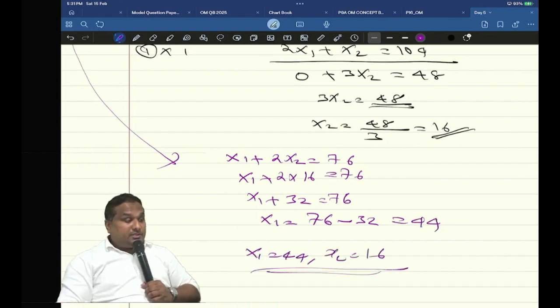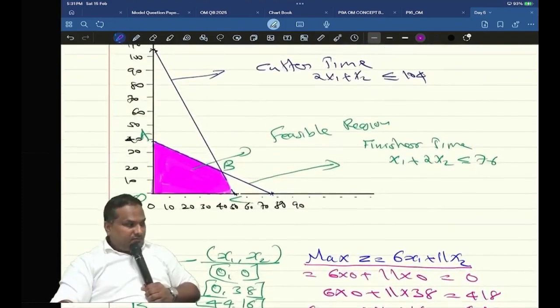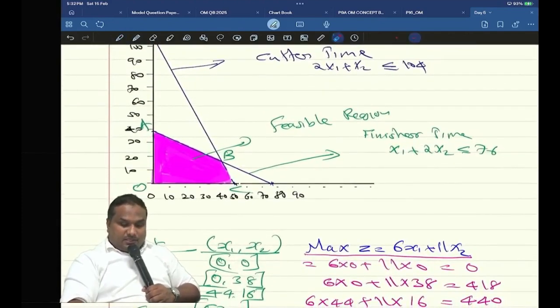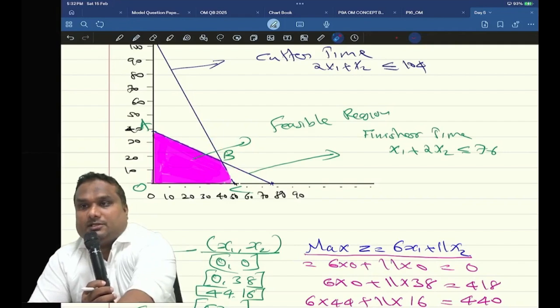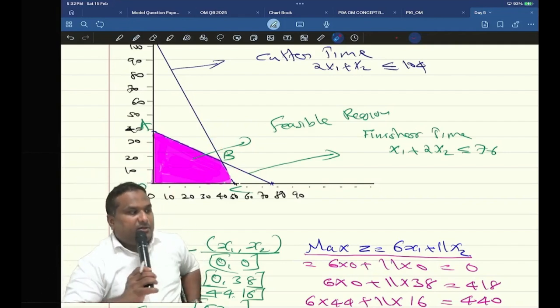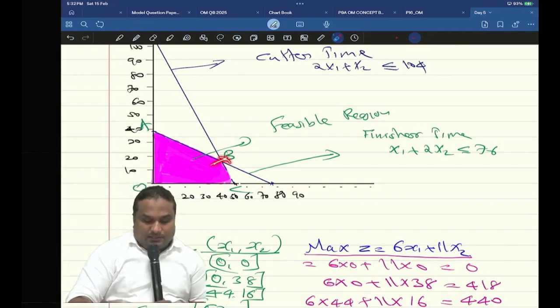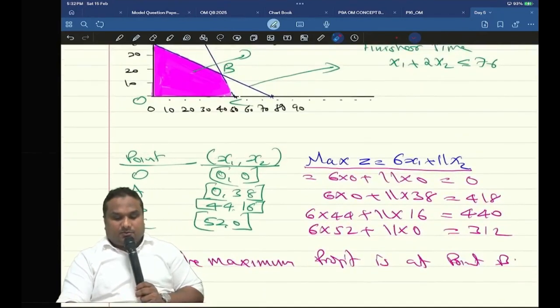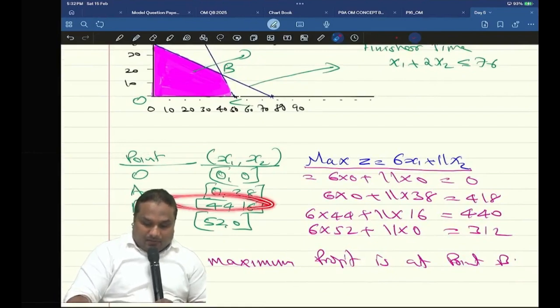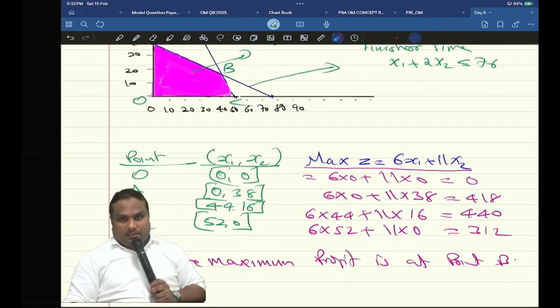These two equations will intersect there. This is a CA Foundation 1 mark MCQ question: at what point will these two equations intersect? At x1 equal to 44 and x2 equal to 16. There is a chapter in CA Foundation mathematics, linear inequality, where you are asked at what point two equations intersect. The answer is x1 equal to 44 and x2 equal to 16. So that is how we solve for x1 and x2.